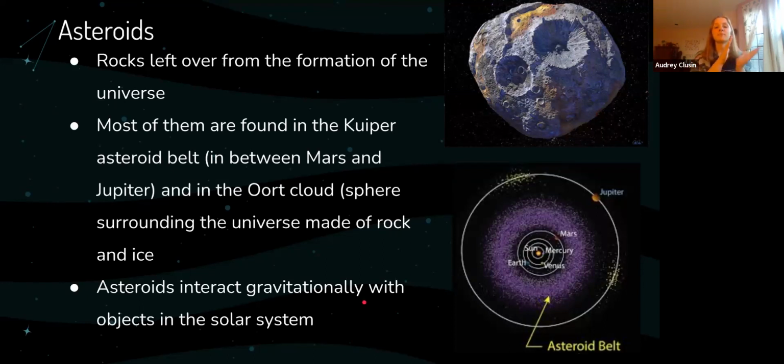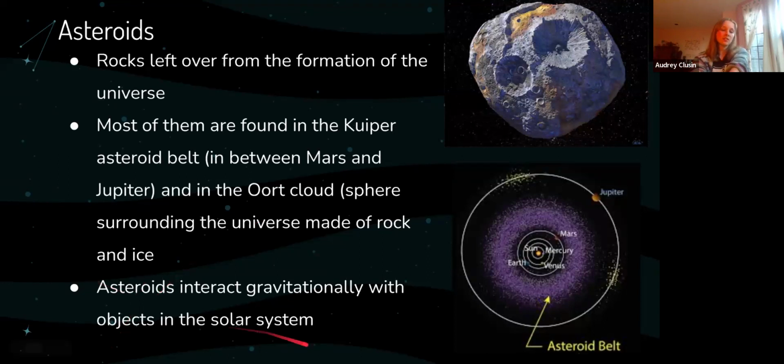If you noticed, Mars and Jupiter have a pretty significant gap between the two of them, and the asteroid belt is in between them. And also the Oort cloud, which is a sphere, not just like a rotating disk, but a sphere surrounding the solar system. And it's made of rock and ice because of how far away it is from the sun. But a bunch of asteroids in a giant dome around us, basically.